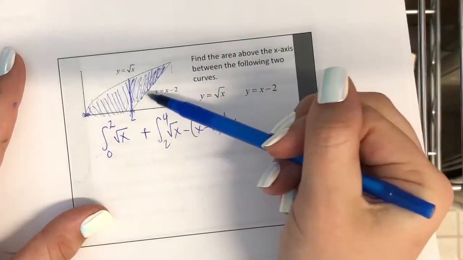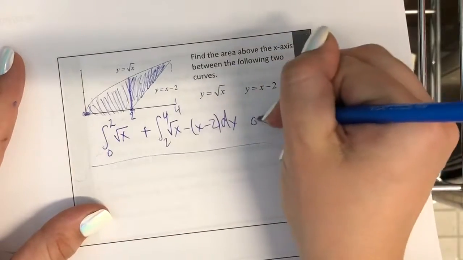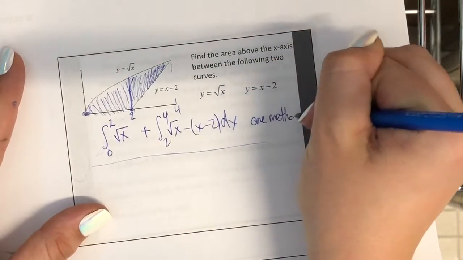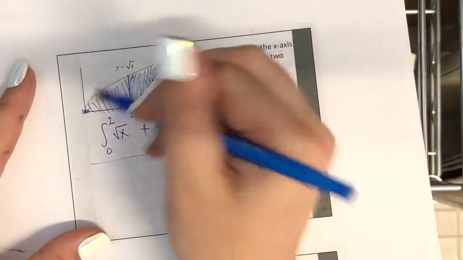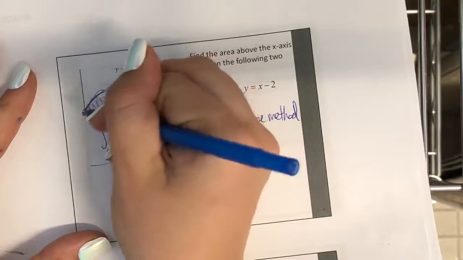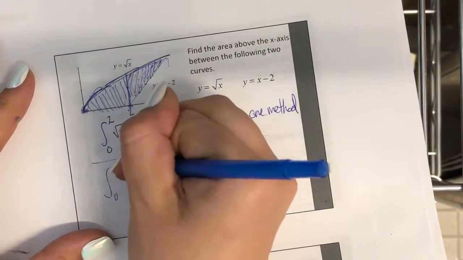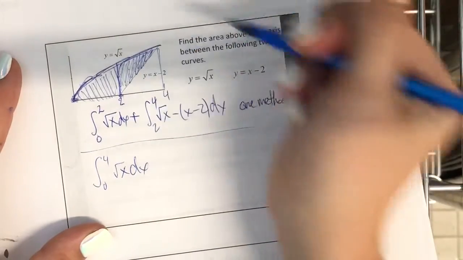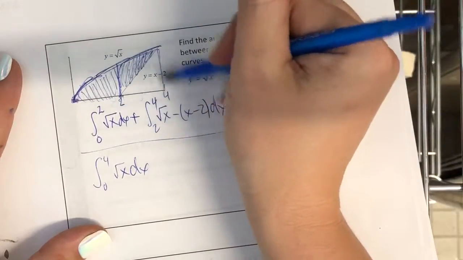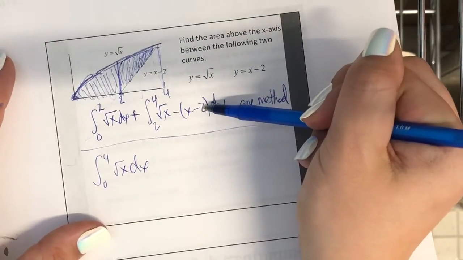But wait, I'm actually going to really simplify this. So this is one method, but I'm going to think geometrically a bit. So I assert that if you take the integral from 0 all the way to 4 of the square root of x dx, I should have put the dx there, then you get this whole thing, all of that. And you just need to subtract out the area of that triangle. We don't need to integrate this linear function.